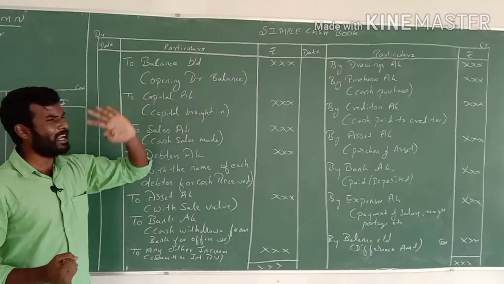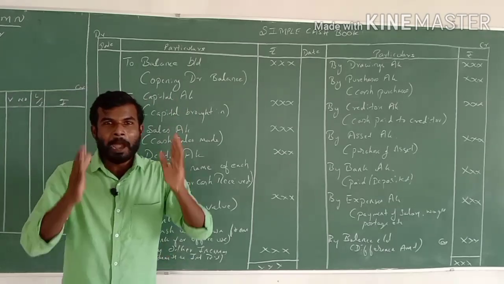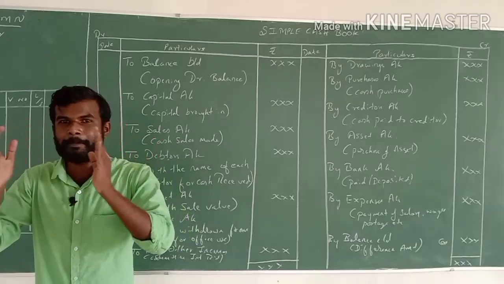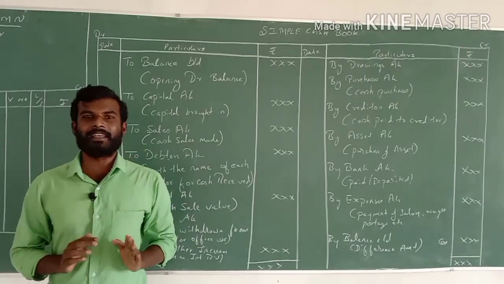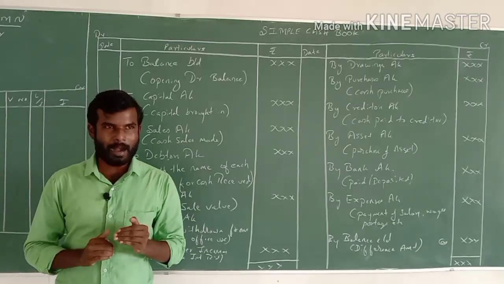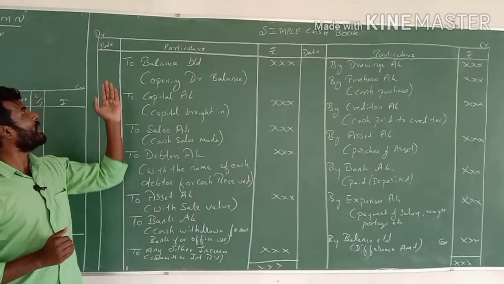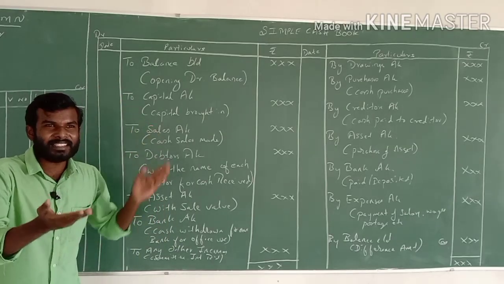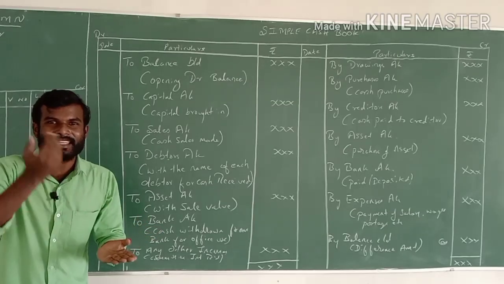To capital account. What does capital mean? Money or money's worth introduced by a proprietor or an entrepreneur. When an entrepreneur is giving an amount, that should be recorded under the debit side. Why should we record it under the debit side? Because the cash balance is increasing.